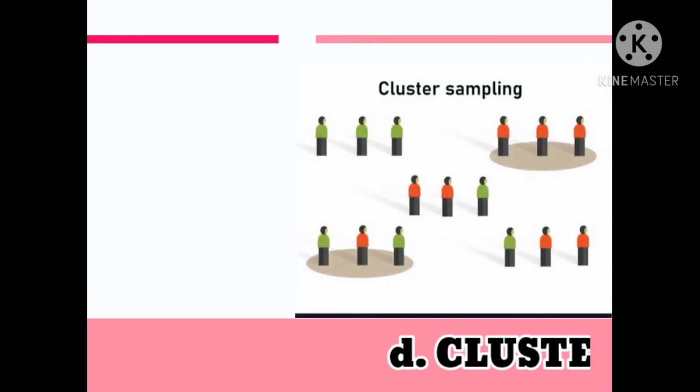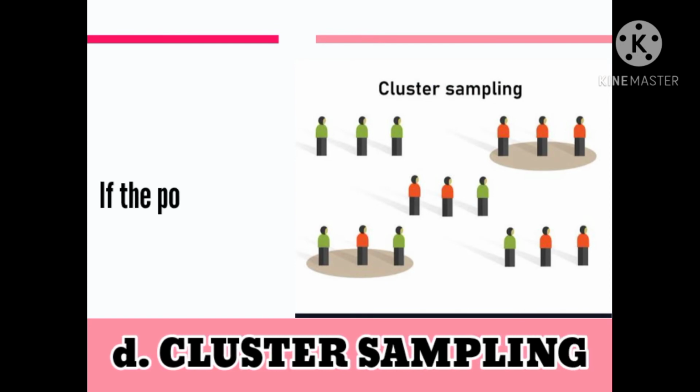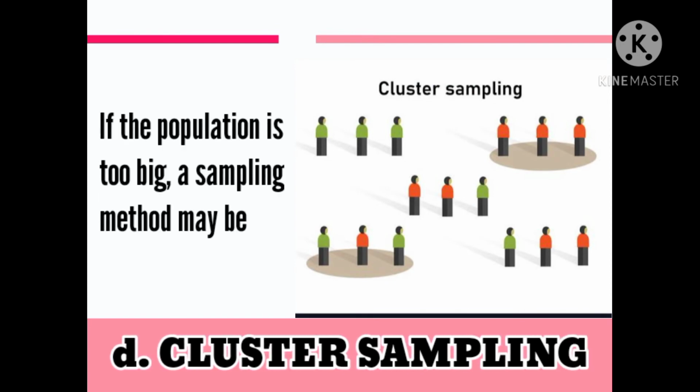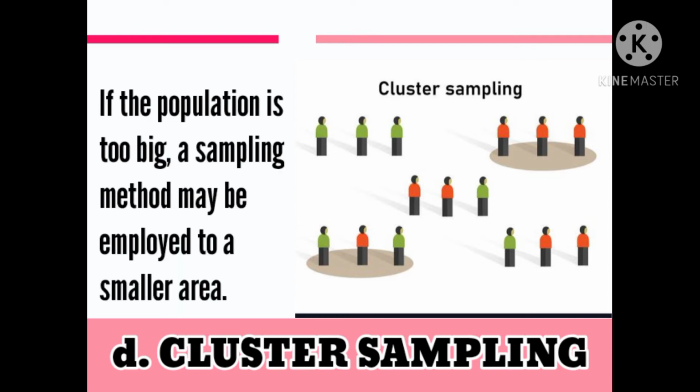So the fourth type of probability sampling is cluster sampling. If the population is too big, a sampling method may be employed to a smaller area. The population may be divided geographically into regions, divisions, or districts. To these smaller areas, other probability sampling procedures can be employed. It also involves dividing the population into subgroups, but each subgroup should have similar characteristics to the whole sample. Instead of sampling individuals from each subgroup, you randomly select entire subgroups.